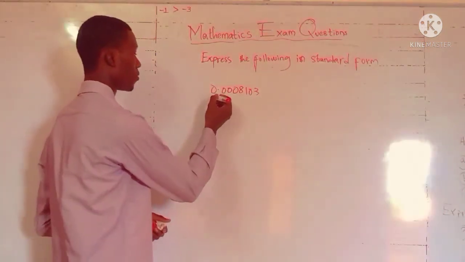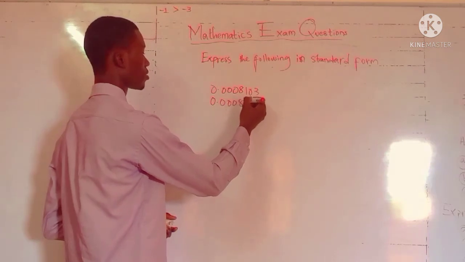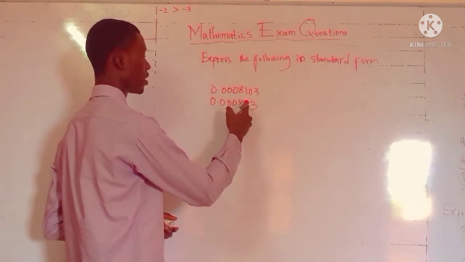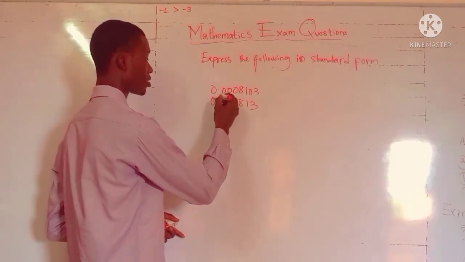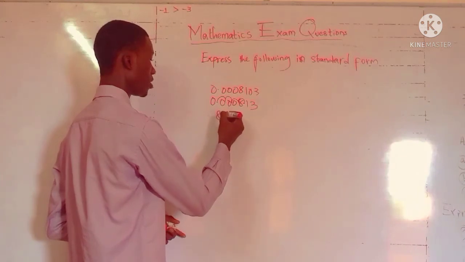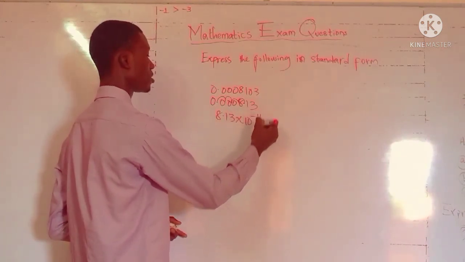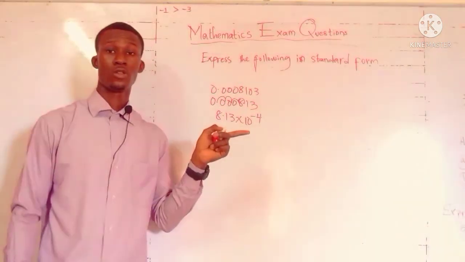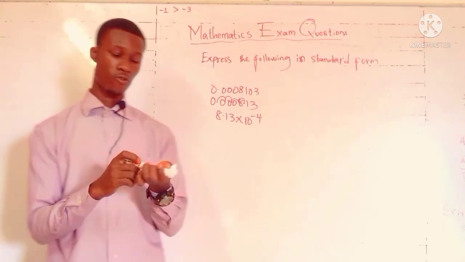So we'll continue by repeating the question again. 0.0008103. The first number is 8. These zeros are not important, so we mess this up. 1, 2, 3, 4. We stop here. So we now have 8.13 times 10 exponent negative 4, because we moved in this direction, so we are decreasing. And that's all for this question.